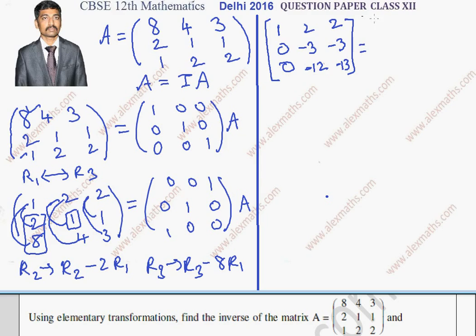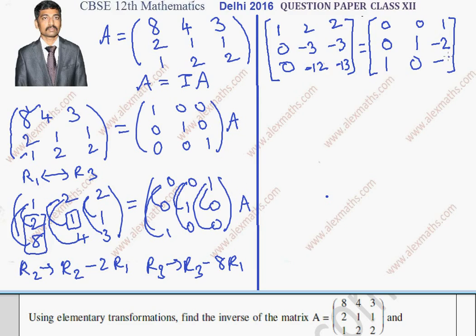Equal to, same thing I have to do here, 0, 0, 1 I will write as it is because we are not doing anything with the R1. Then this minus 2 times of this will be 0, this minus 2 times of this will be 1, this minus 2 times of this will be minus 2. Then this minus 8 times will be 1, this minus 8 times will be 0, and this minus 8 times will be minus 8, into A.